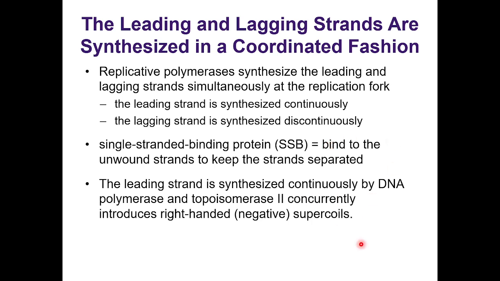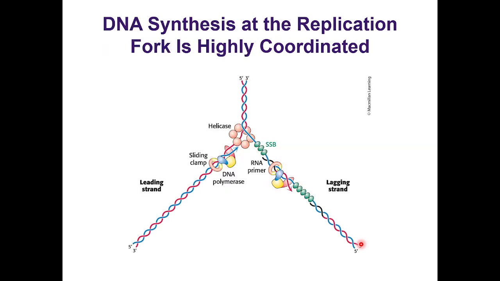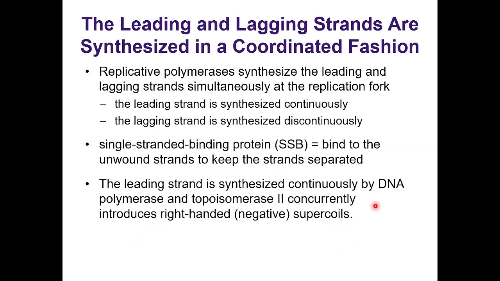The leading strand is going to be synthesized continuously by your DNA polymerase, and topoisomerase 2 concurrently introduces the right-hand negative supercoils. I know, you thought it would just be like all the other classes where you got your DNA, boom, magic. We synthesize it off the leading and lagging strands, right?